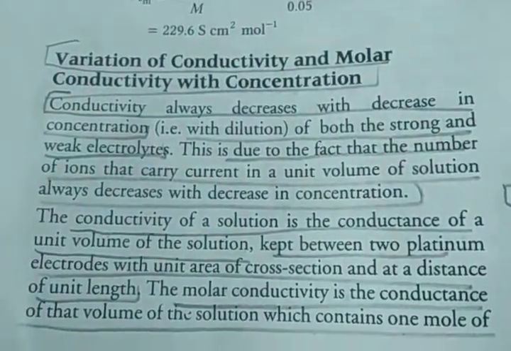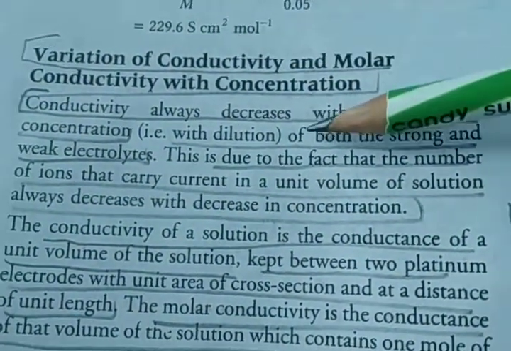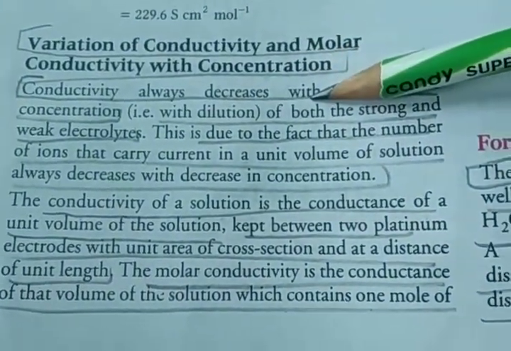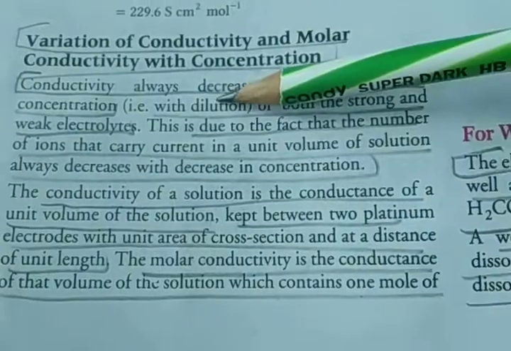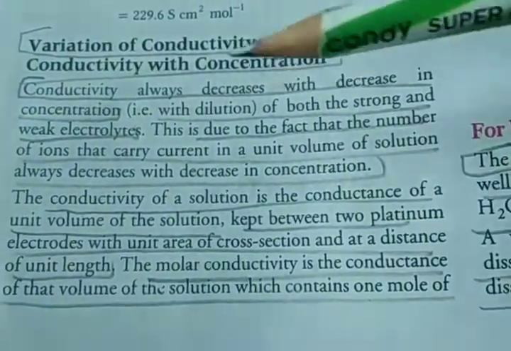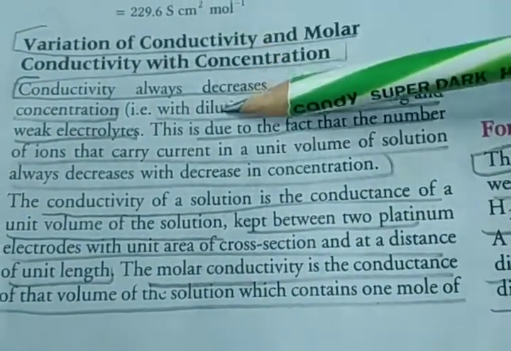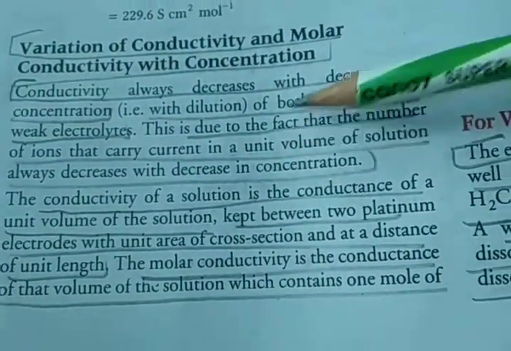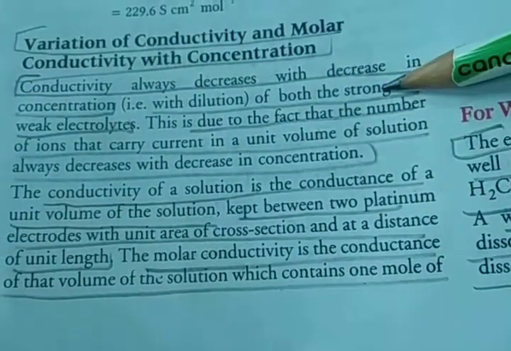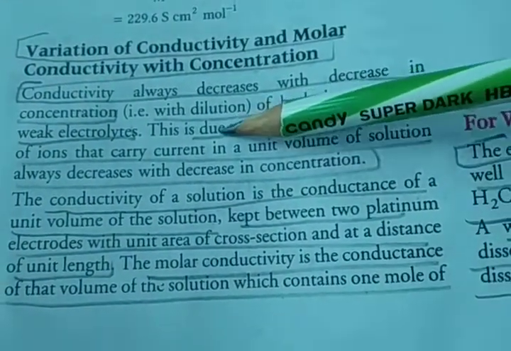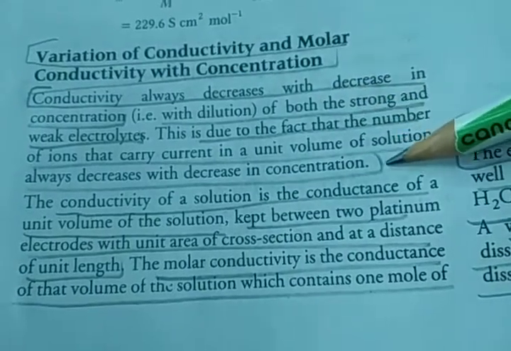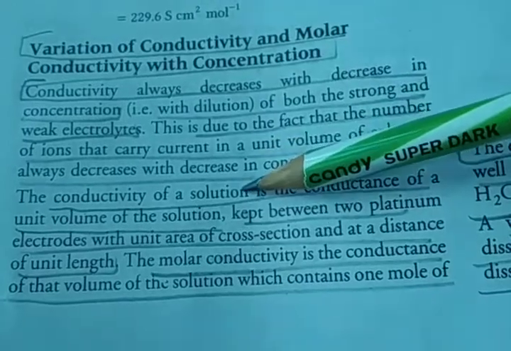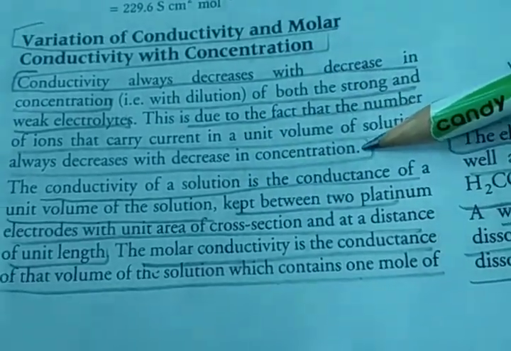Then the next topic is variation of the conductivity and molar conductivity with concentration. So conductivity is related to the concentration. See, conductivity always decreases with decrease in concentration, which means conductivity is directly proportional to the concentration, depending on dilution, for both strong and weak electrolytes. This is due to the fact that the number of ions that carry current in unit volume of the solvent decreases with decrease in concentration.